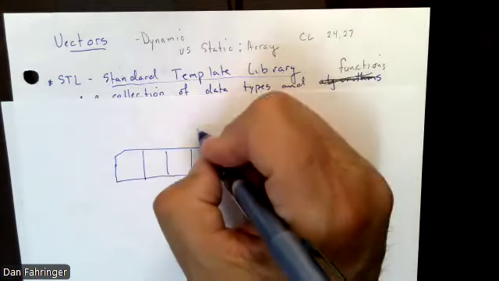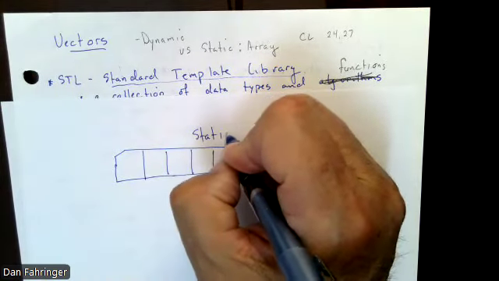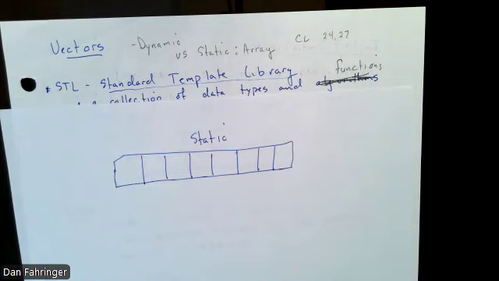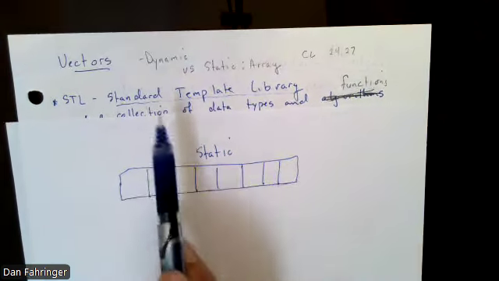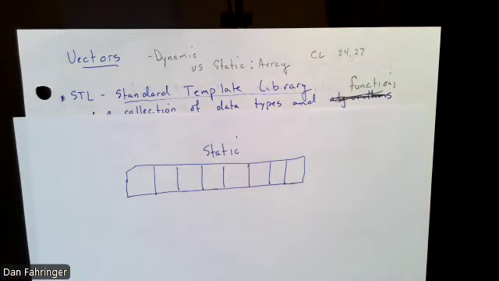Okay. Static. And done. That's all I can work with. Now, C++ has an option, and it's called a vector. And a vector is something that is dynamic.